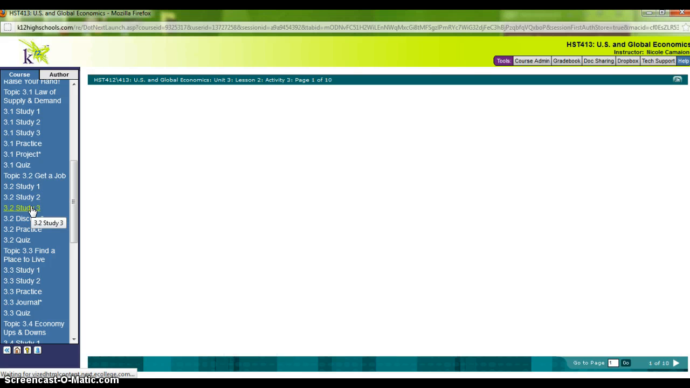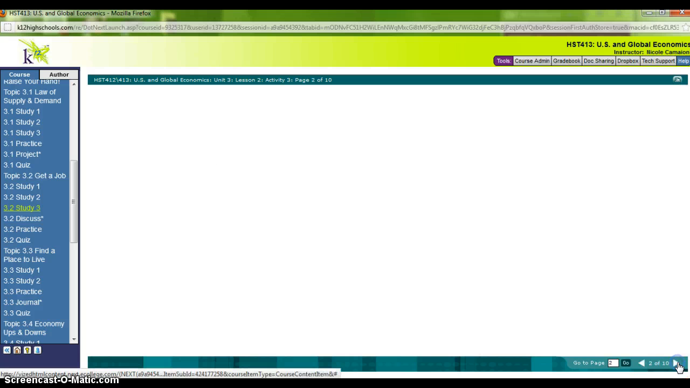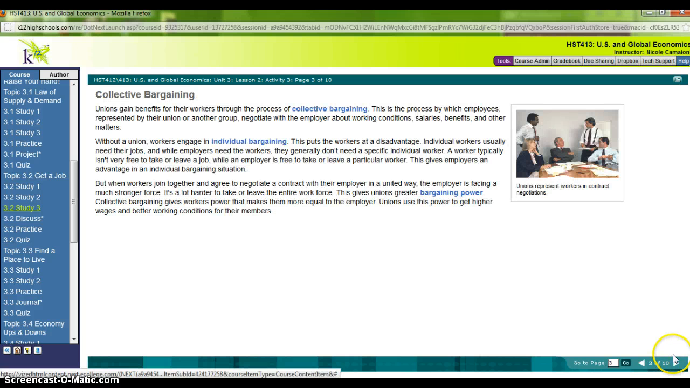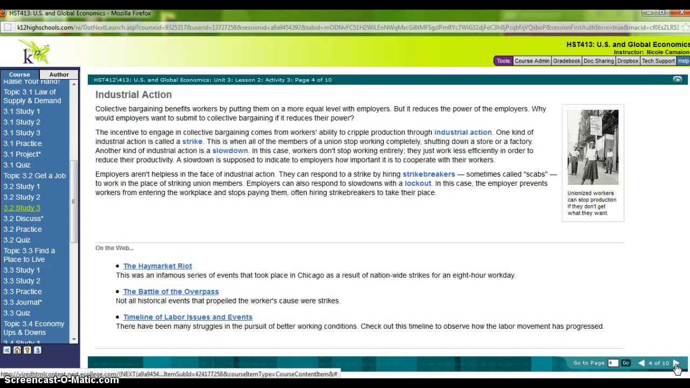Finally, we're getting to study 3. Study 3, you're going to focus on slides 3, 4, and 6. Study 3 talks about labor unions. In study 3, please make sure you know what collective bargaining is, individual bargaining power, and how that can, again, affect the labor market. Slide 4, again, what happens when collective bargaining does not work? What can happen? A strike, a slowdown, they might bring in strike breakers, there could even be a lockout.